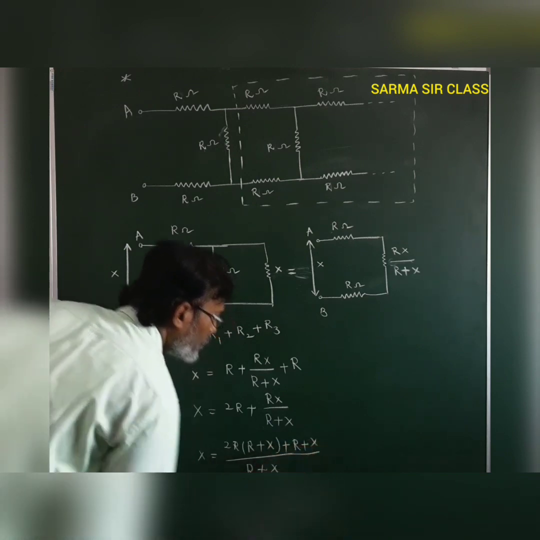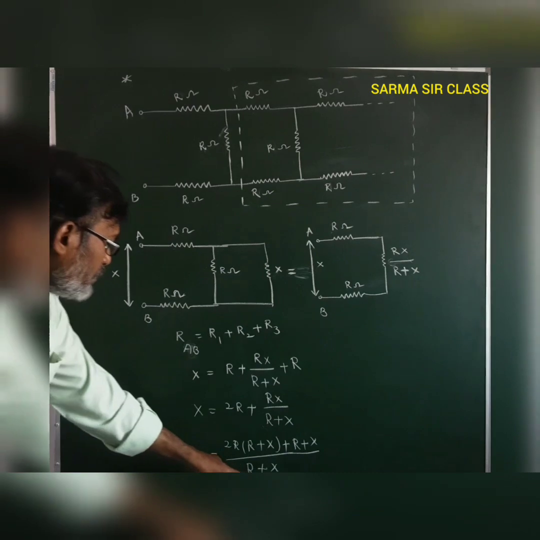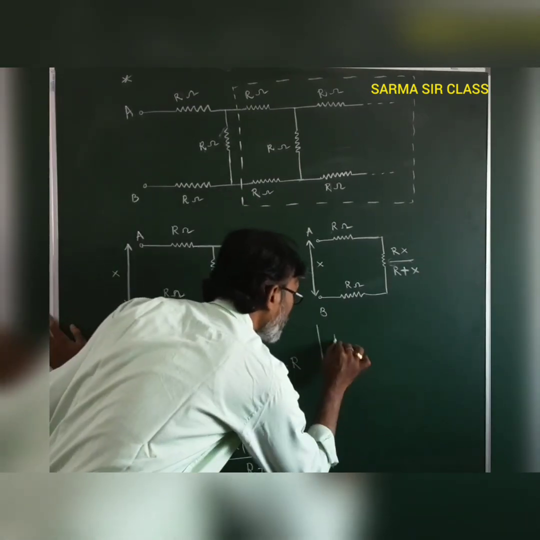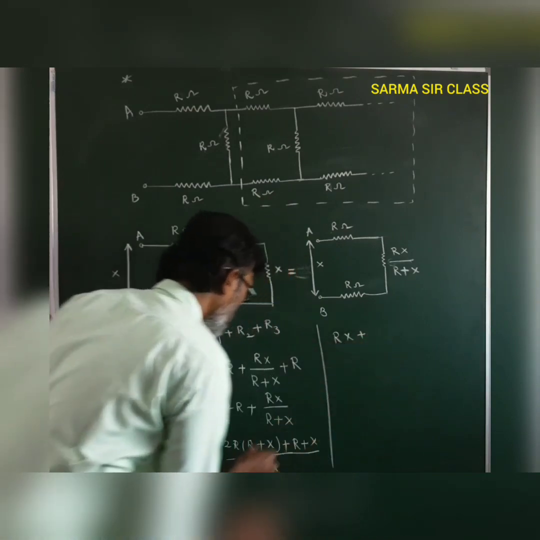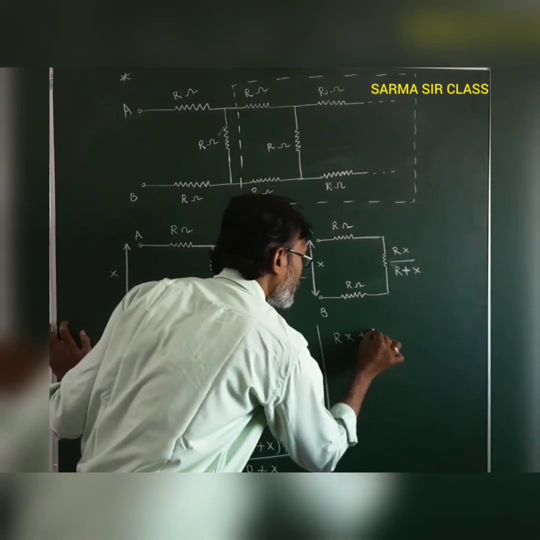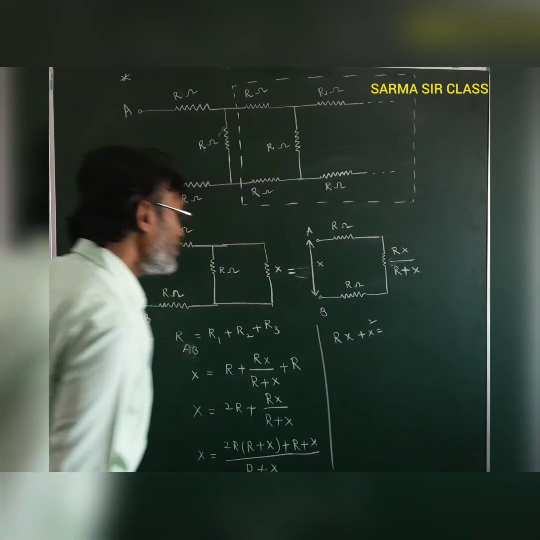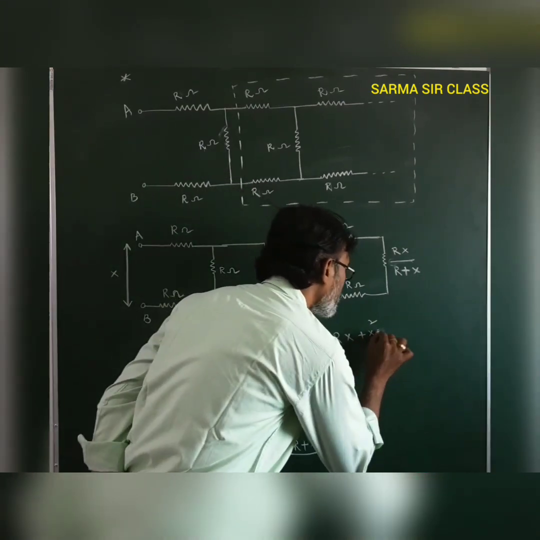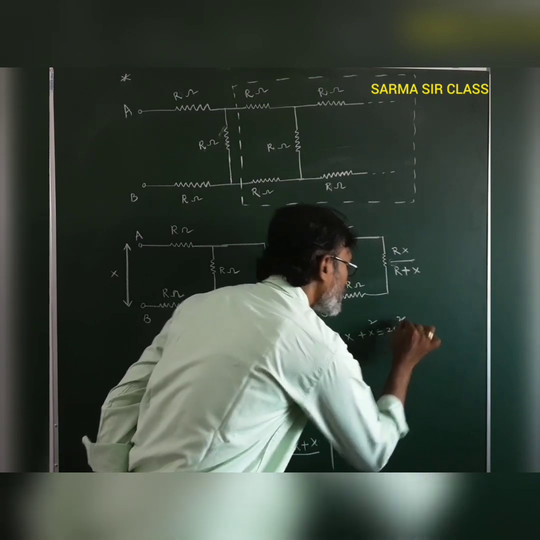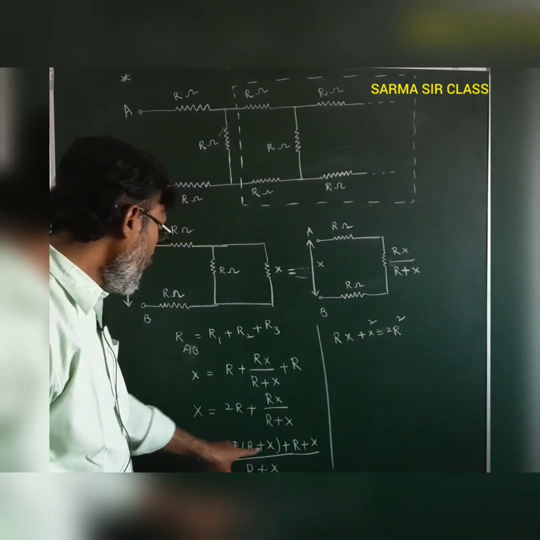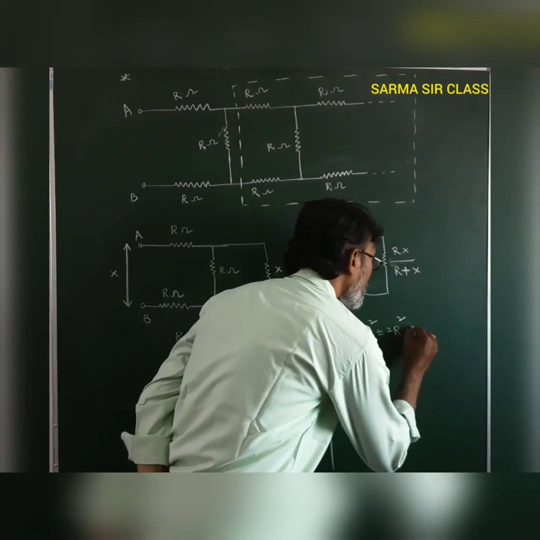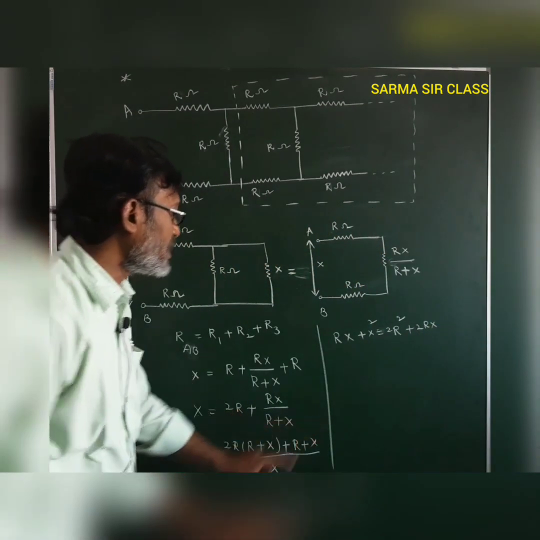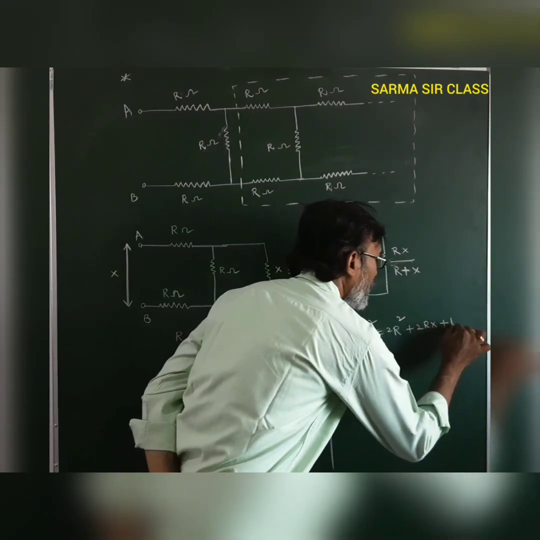Okay, now if you take the cross multiplication, R plus X into X, Rx multiply straight away plus X square is equal to 2R into R, 2R square, and then 2R into X plus 2Rx plus R plus X.